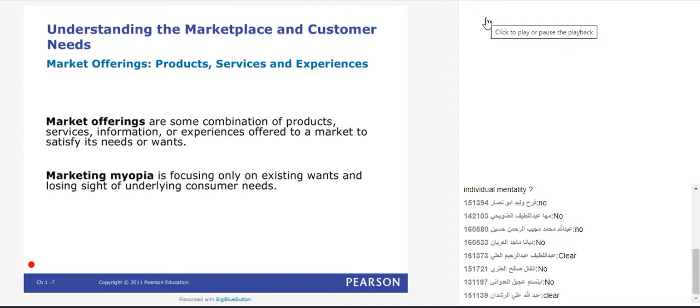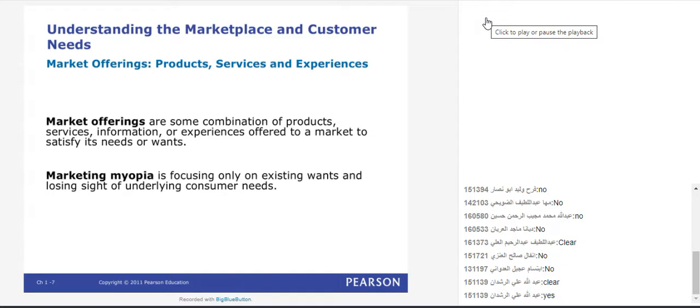It means that organizations tend to have this myopia. They only see what is near and they don't see what is far from them. And it's not good for businesses. Do you understand what I mean? Yes, focusing only on existing wants and losing sight of underlying consumer needs, or what's coming after a while.